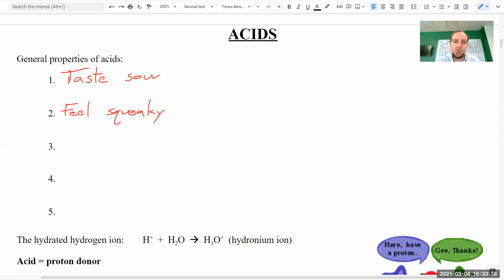Now, obviously, you don't want to put a strong acid on your hand. That would be really disastrous. But what we're talking about here, obviously, are weak acids. If you were to drink them, they would taste very sour, and they would feel very squeaky to the touch.